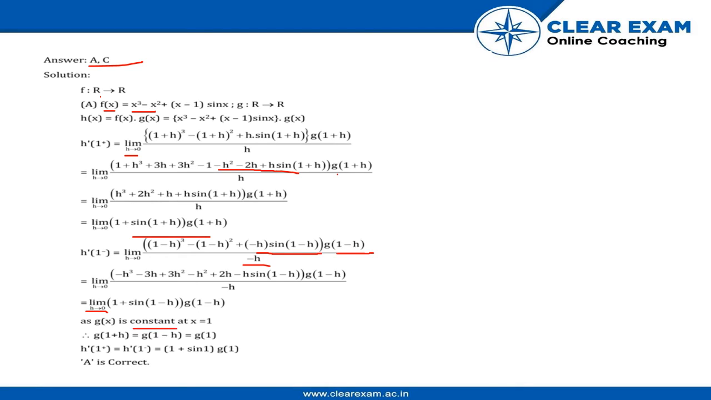As g(x) is constant at x equals 1, therefore g(1 + h) equals g(1 − h), which is equal to g(1). Therefore h'(1⁺) equals h'(1⁻), which is equal to (1 + sin 1) g(1). Therefore option A is correct.